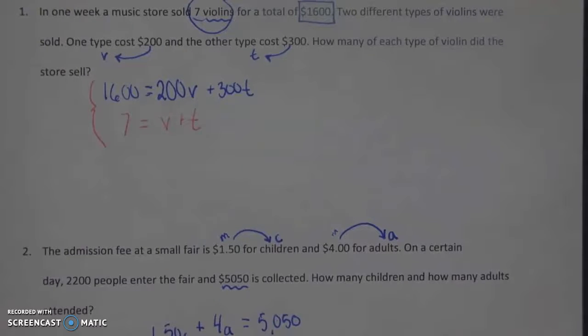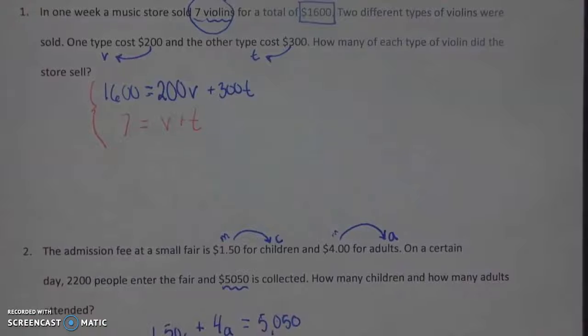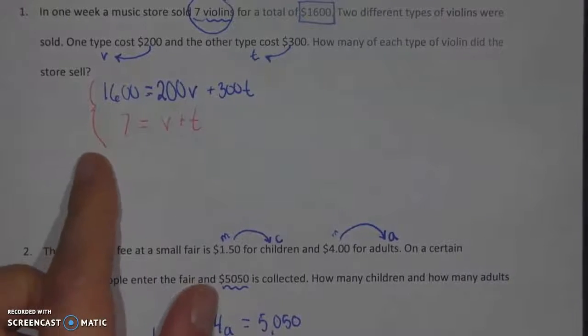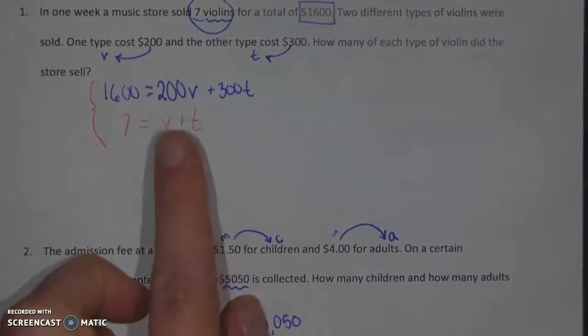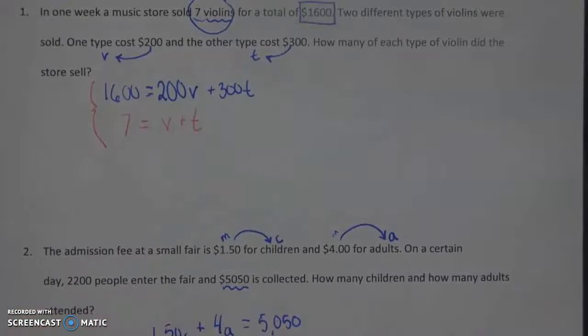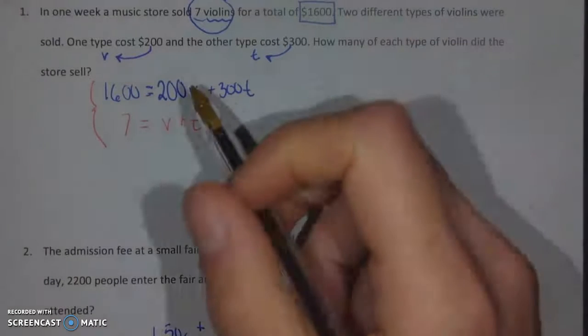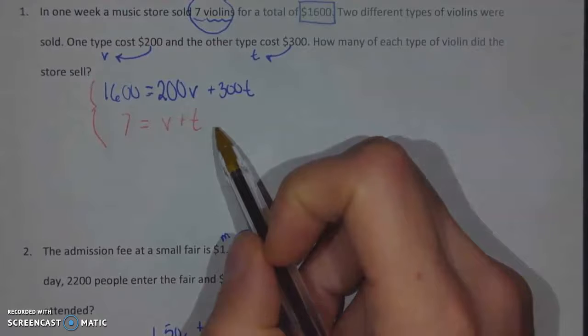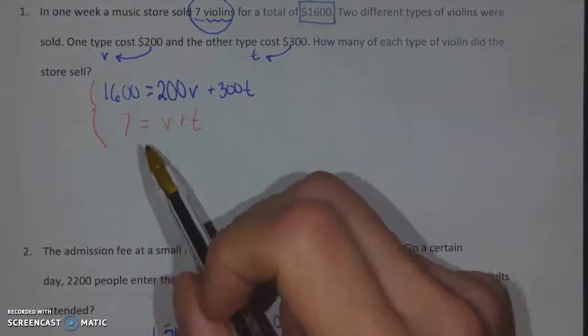Good morning, everyone. So today we're going to start by checking our answers from yesterday. I've got problems 1 and 2 here, and I'm just going to run quickly through the system of equations part. If I wanted to solve this system, I can choose any method I want, whether it's graphing, substitution, or elimination. I'm going to choose to do substitution, and that's because v and t are already both pretty close to being by themselves.